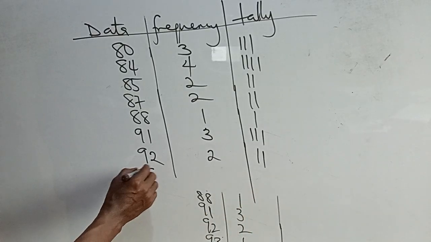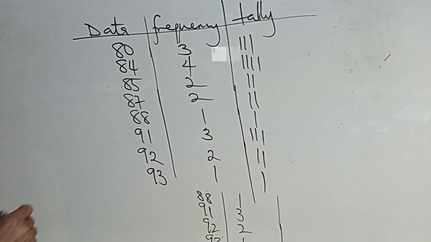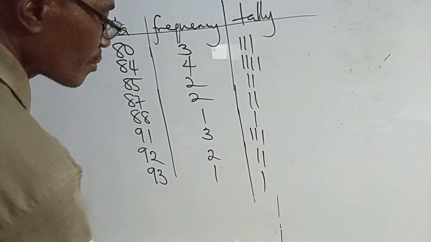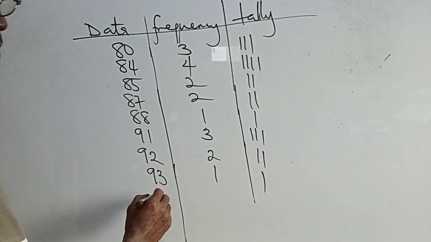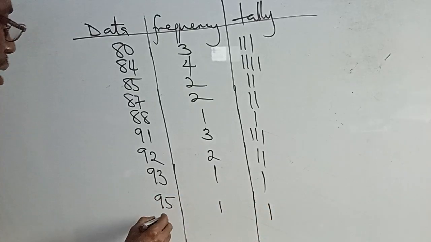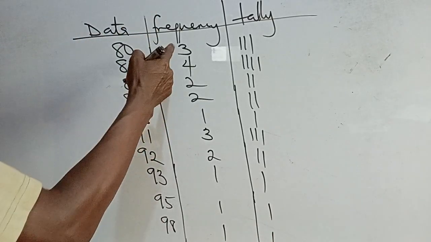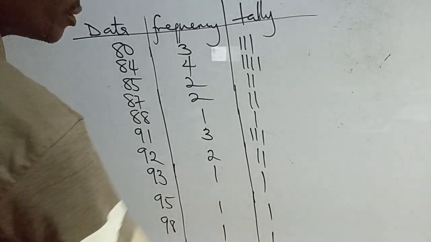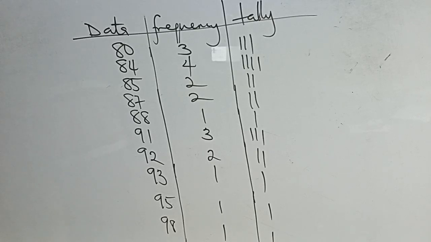Then after 92, we have 93. How many? It is 1. After 93, we have 95 and 98. 1, 1. 95, the tally is 1. 98, the tally is 1. So let's add and see: 7, 9, 11, 12, 15, 17, 18, 19, 20. Beautiful. So the total number of the data used is 20.